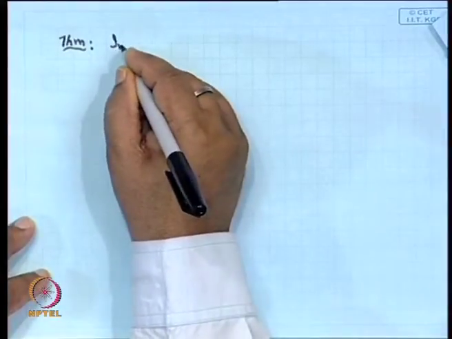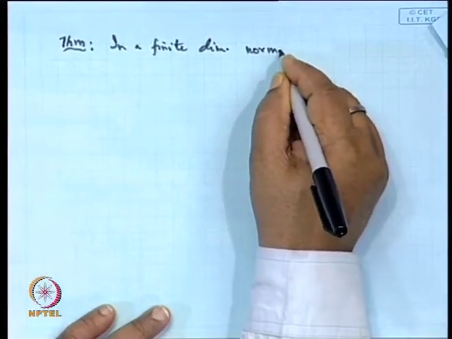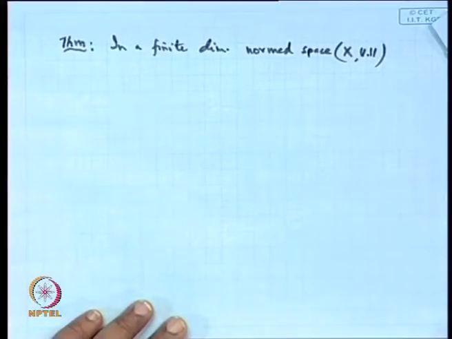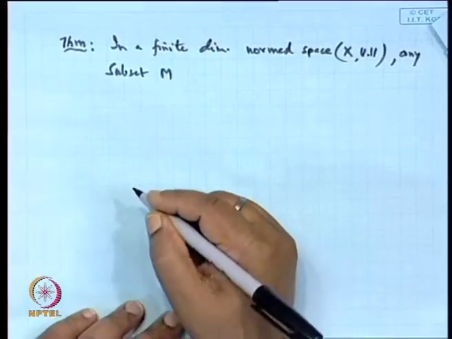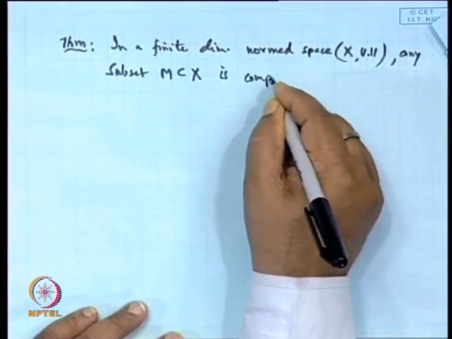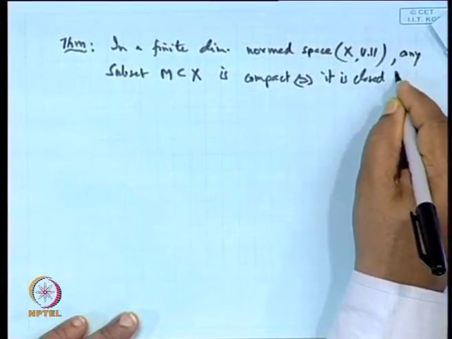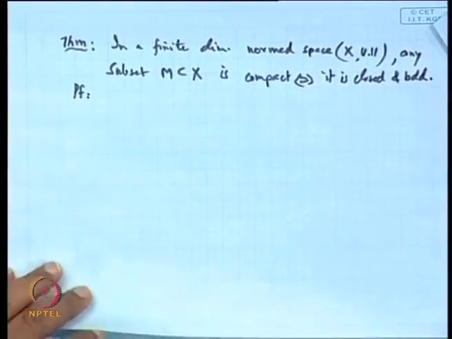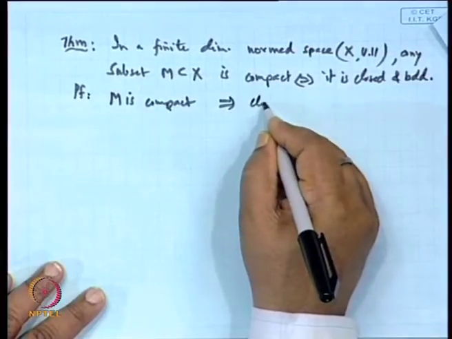So in a finite dimensional normed space (X, norm), any subset M of X is compact if and only if it is closed and bounded. We have already seen one direction: if M is compact, then it implies closedness and boundedness.